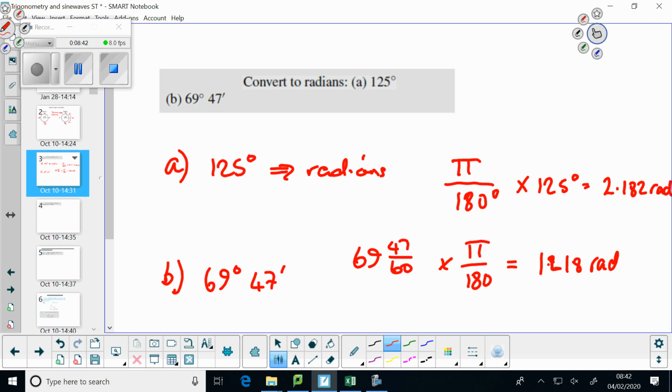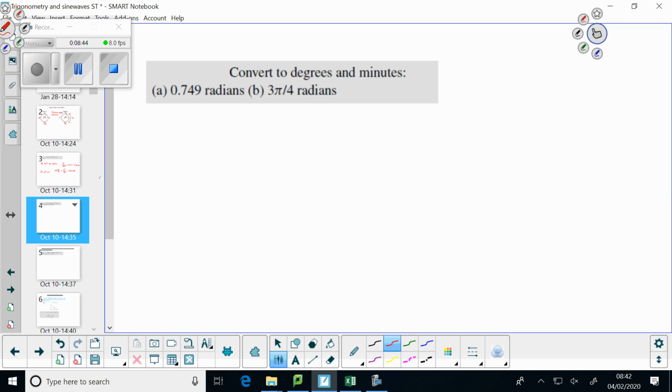So then, conversely, on the next page, how do we convert radians to degrees, and indeed minutes? For example, 0.749 radians. How do we get it in degrees?